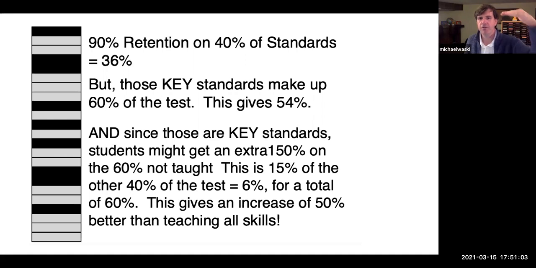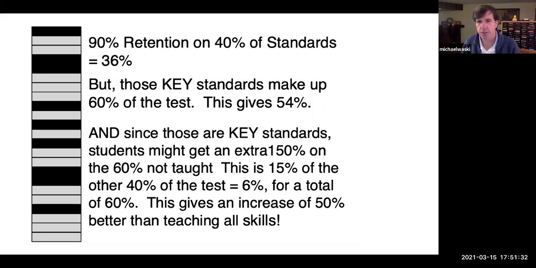So what you've done is you've gone from 40% to 60%. You have a 50% increase on what the students can do by teaching much, much less. So by not worrying about all the standards, but by finding the keys and really focusing on those, it's going to be more efficient. You're going to be able to do all the things you want to do, and you're going to see an increase in the students' scores because they've gotten the right things and they've done it better.